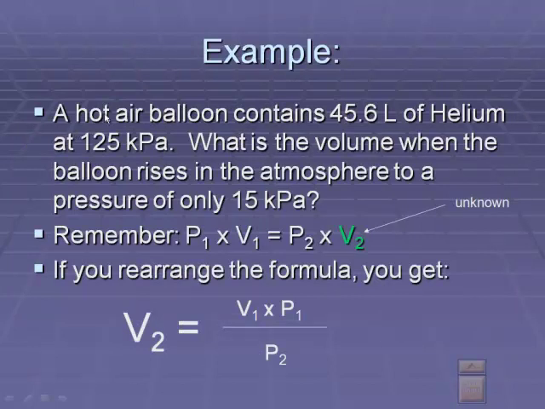Here's an example. A hot air balloon contains 45.6 liters of helium at 125 kilopascals. What is the volume when the balloon rises in the atmosphere to a pressure of only 15 kilopascals? So here's the formula, P1 V1 equals P2 V2. And this is your unknown, because when it goes up in the atmosphere, we know its pressure, but we don't know the new volume. It says if you are rearranging the formula for V2, so think of algebra, get rid of P2. It's attached to V2 through multiplication. So if you were to get rid of it, you'd have to divide by P2, and you'll get this ending formula.